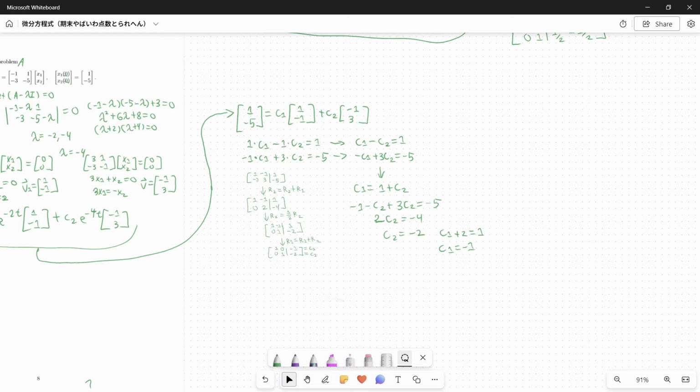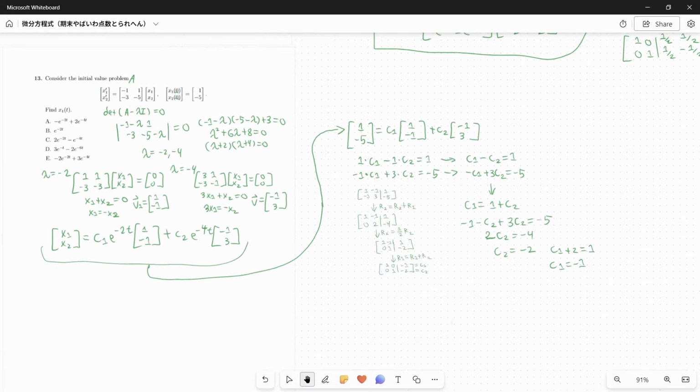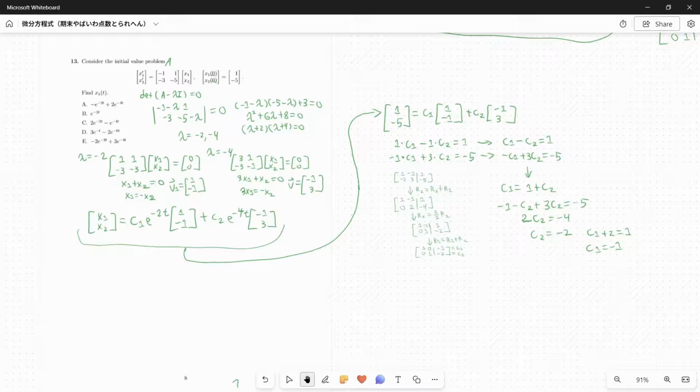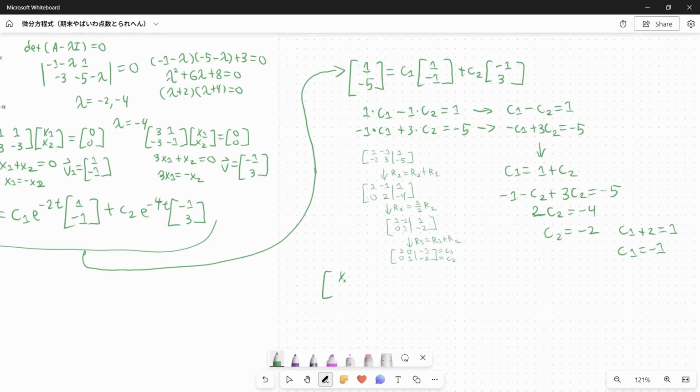Okay. So now, going back to the original problem, we can say that the particular solution to this question is going to be equal to, let's just say, x sub 1, x sub 2 is going to be equal to negative e to the negative 2t times 1 and negative 1, minus 2 times e to the negative 4t times its corresponding eigenvector of negative 1 and 3.